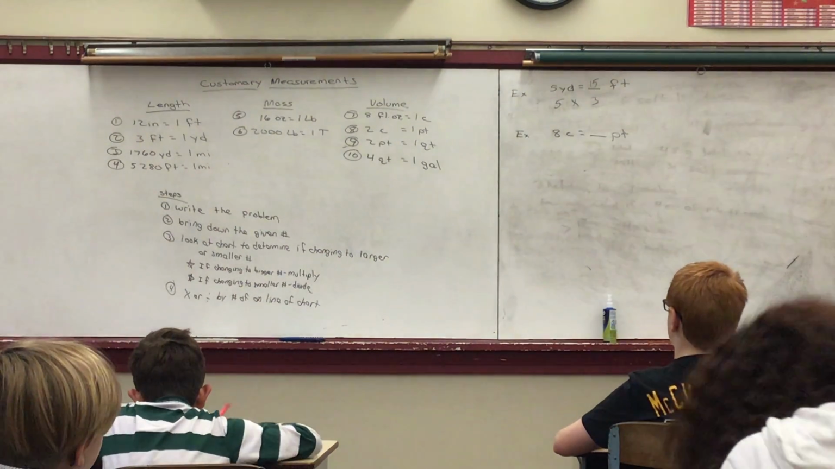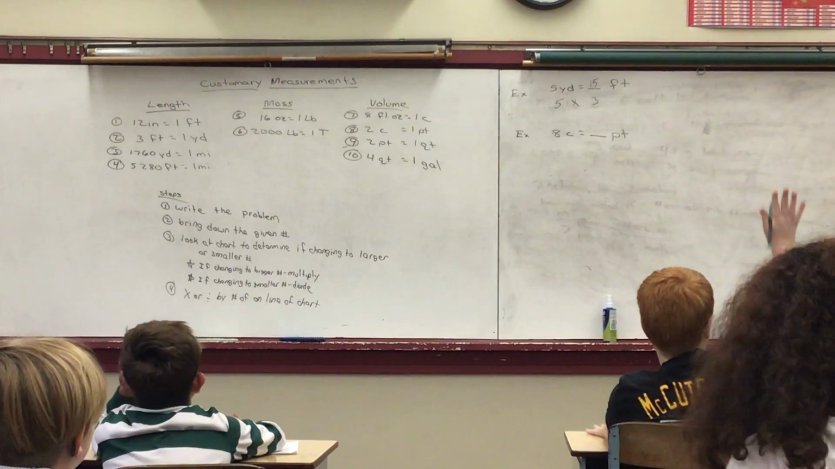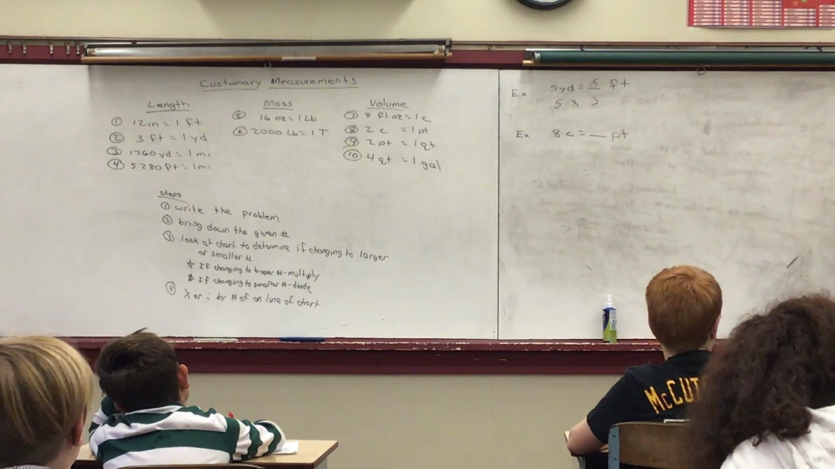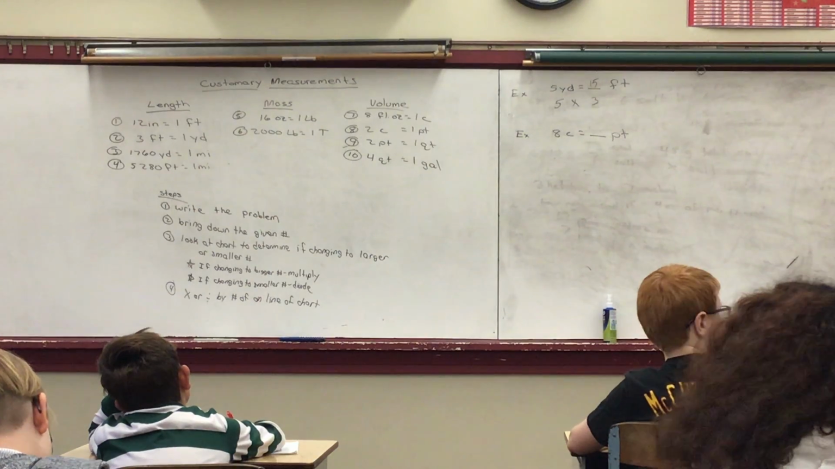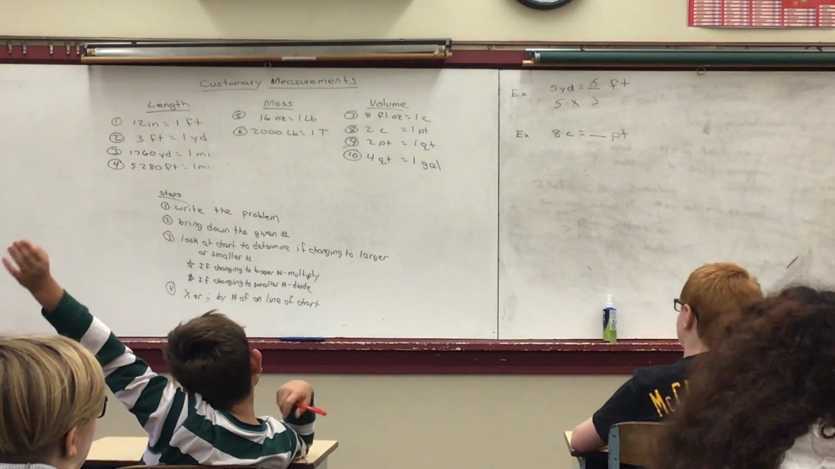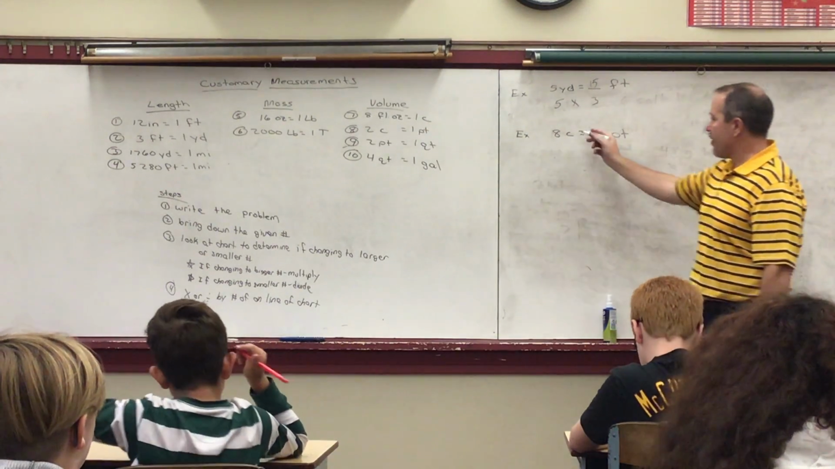So step 1 tells us we're going to do what? Write down the problem, which we already have. You should have already written it down. Bring down the 8. We're going to bring down the given number. That's the 8.